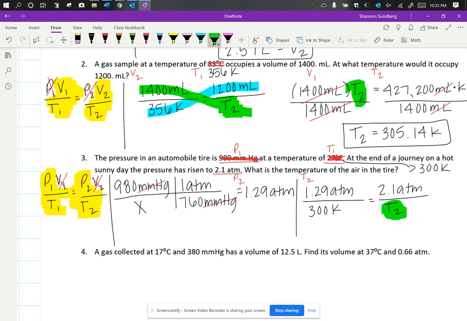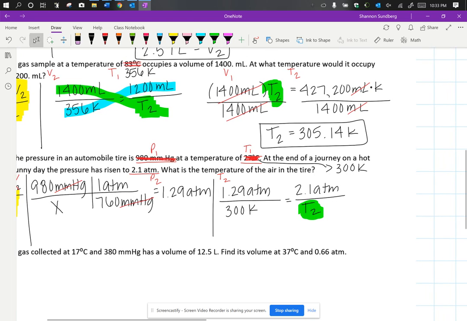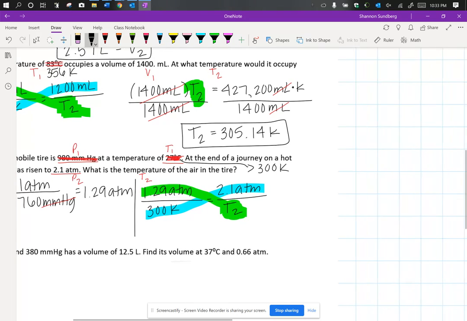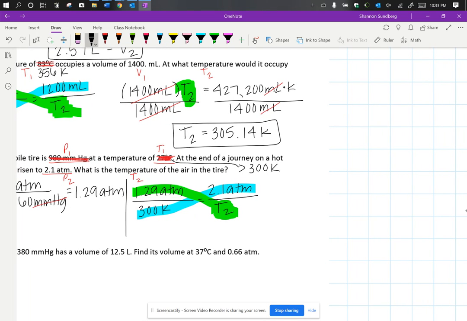This should look strikingly similar to number 2. Why? Well, we have to cross multiply. It's the easiest way to get the answer correct. So again, I'm going to multiply green stuff and my blue stuff, and I'll put my green stuff on the left-hand side. So I'm going to have 1.29 atmospheres times T2. And again, I'm going to highlight it so I don't lose it.